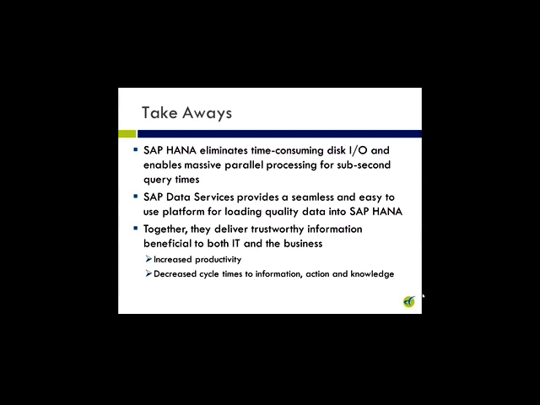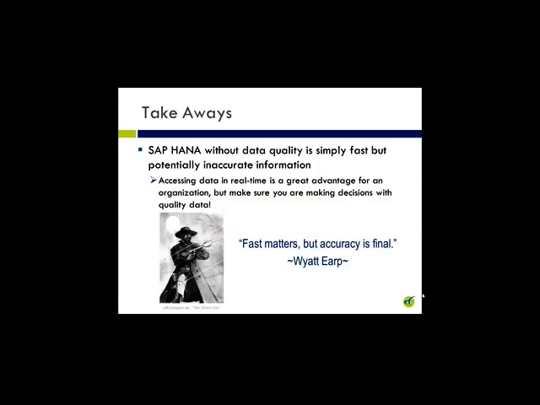SAP HANA is fast, and it achieves this through in-memory and parallel processing. SAP Data Services provides powerful data quality transforms and integrates seamlessly with SAP HANA. And together they deliver trustworthy, high-quality information to the organization so they can achieve value and productivity gains. Apart, what do you get? You're getting really fast but potentially inaccurate data.